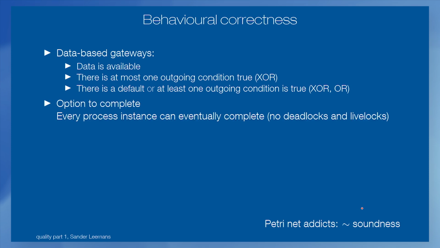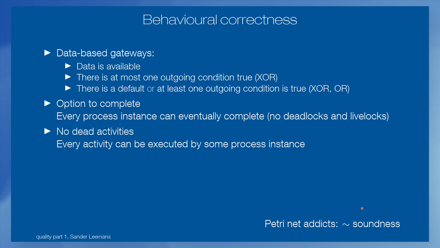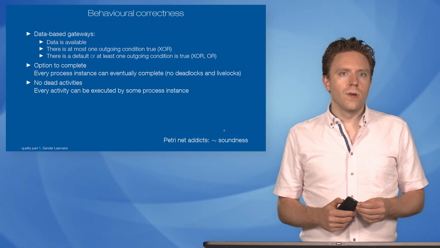So then more general notions for behavioral correctness. First of all, the option to complete. That means that wherever you go in your model when you execute it, there is always a way to go to the end and finish the process instance. That means no deadlocks or live locks. There is the no dead activities rule for behavioral correctness. That means that it must be possible to execute every activity within your model.